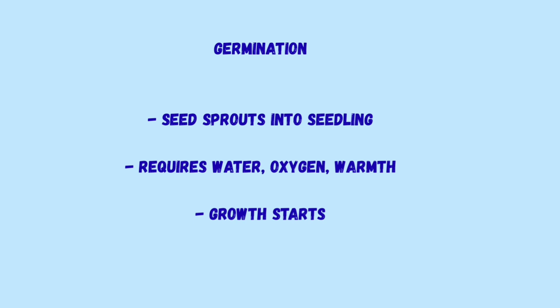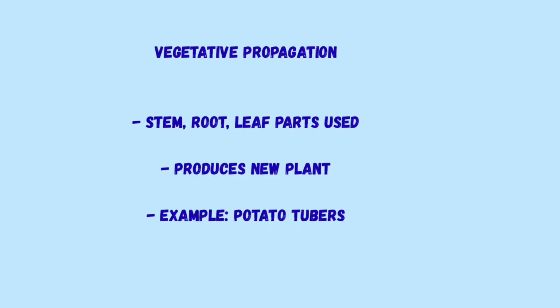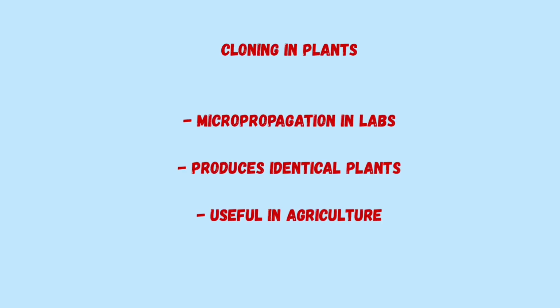Asexual reproduction in plants, no gametes needed here, produces clones. The methods are runners and tubers. Vegetative propagation, what is it? Stem, root and leaf parts are used here to produce a new plant, for example potato tubers. How does cloning happen in plants? It is micropropagation in labs that produces identical plants and is useful in agriculture.